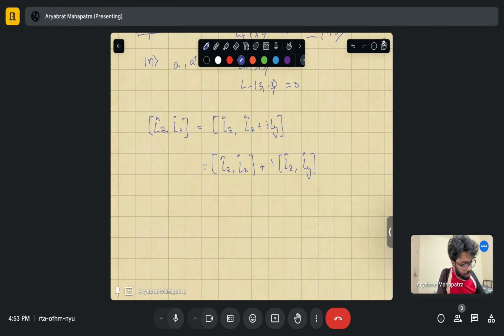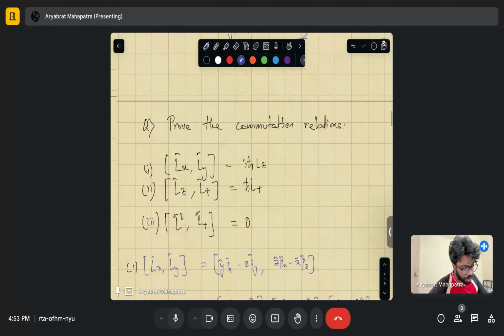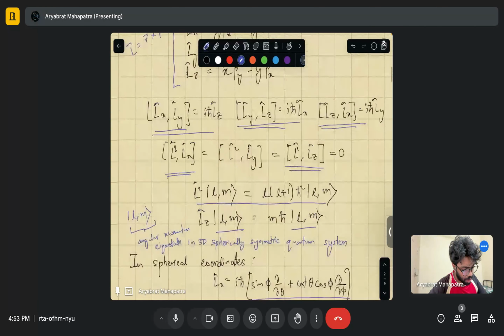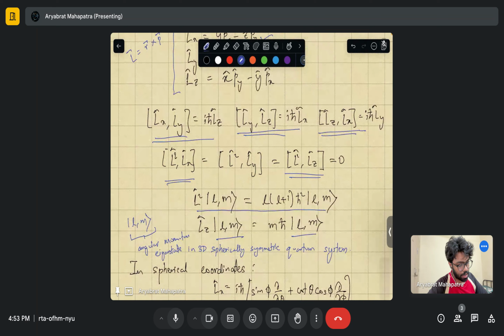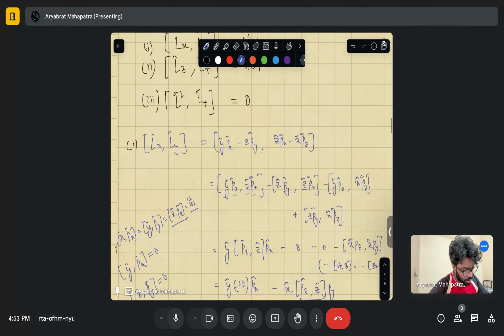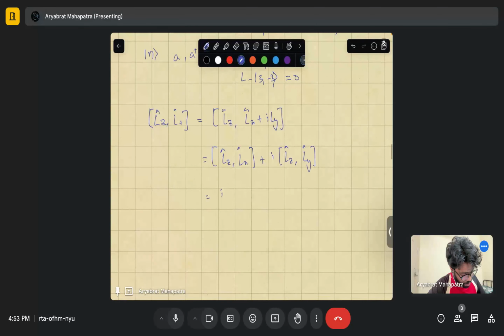From here you can see that Lz Lx, as I showed you at the beginning, these are the commutation relations. So Lz Lx gives you i h bar Ly, and Lz Ly will be minus i h bar Lx.